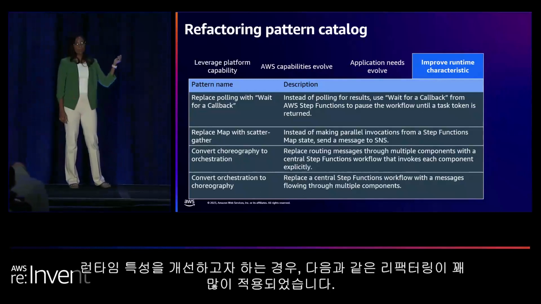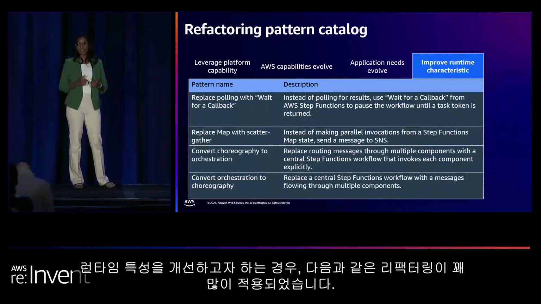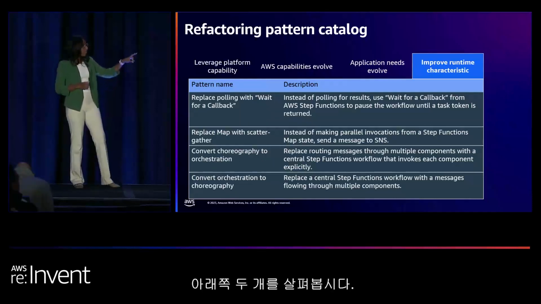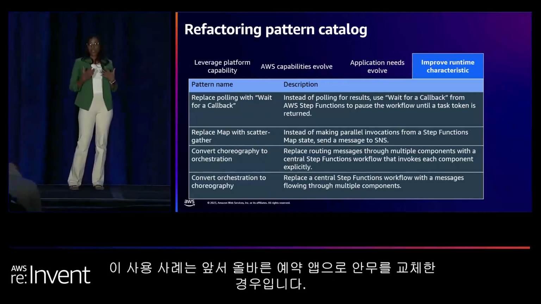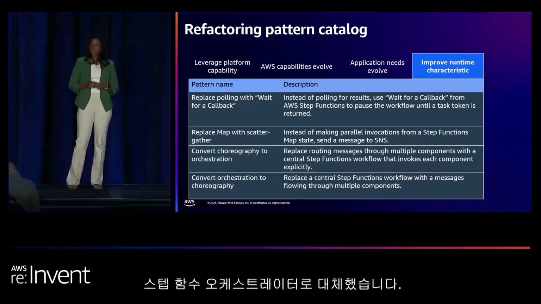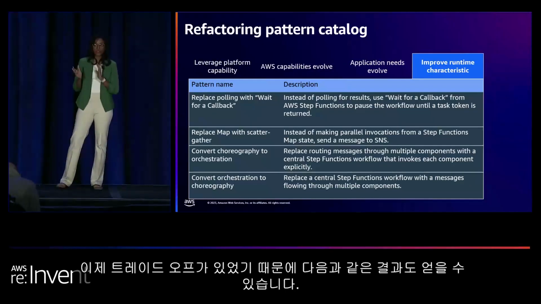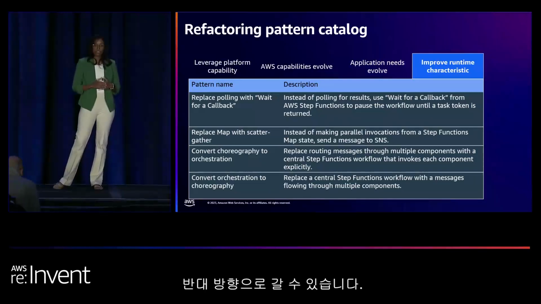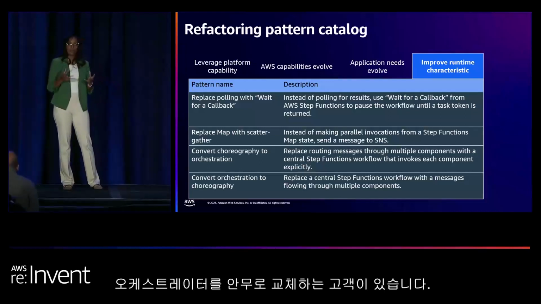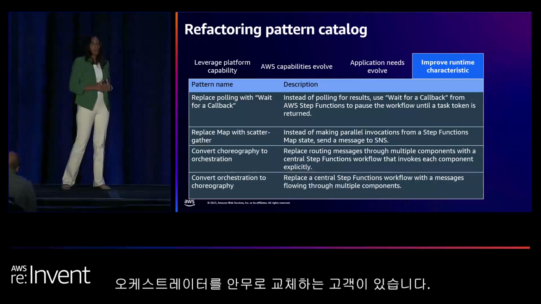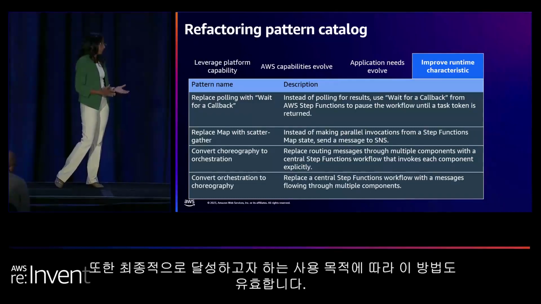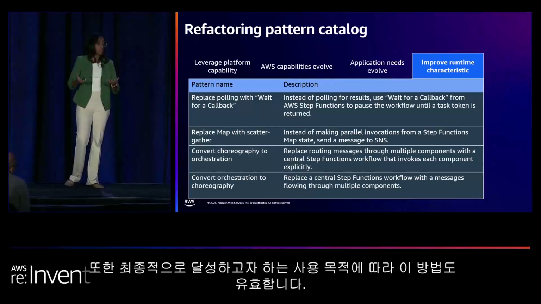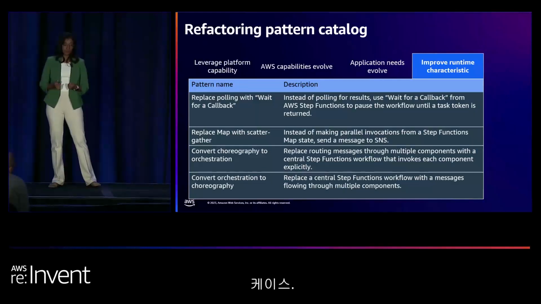And if you're looking to improve your runtime characteristics, we have quite a few refactorings for you. Let's look at the bottom two. I covered this use case earlier with the ride booking app, where we replaced the choreography with a Step Functions orchestrator. Now, because of the trade-offs involved, we also see that you can go in the opposite direction. We have customers who replace their orchestrator with a choreography, and that is also valid depending on what you want to achieve for your use case.